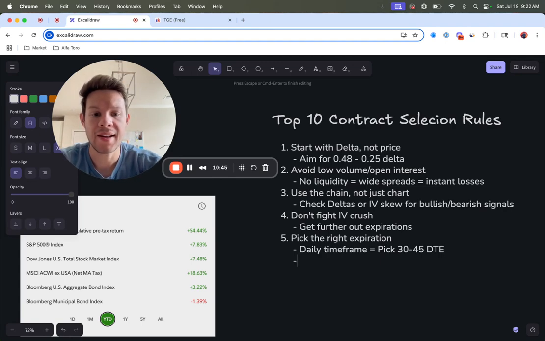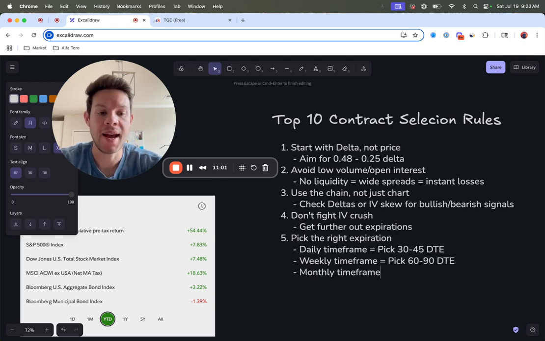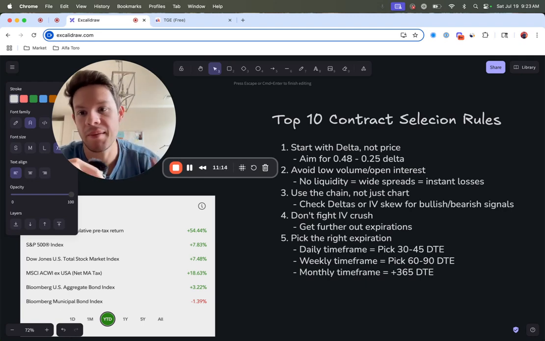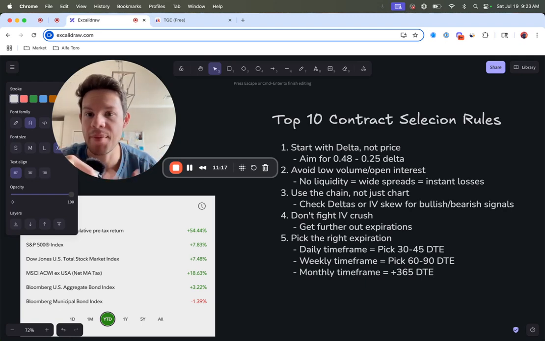If I'm looking at the weekly time frame, then pick anywhere from, I would say, 60 to 90 days, right? This is typically my rule. And if I'm looking at the monthly time frame, then I'm looking at 365 plus DTE, I think, right? So that's a whole year out. This way it gives me time, because anything can happen in the market. Anything can happen for the security.